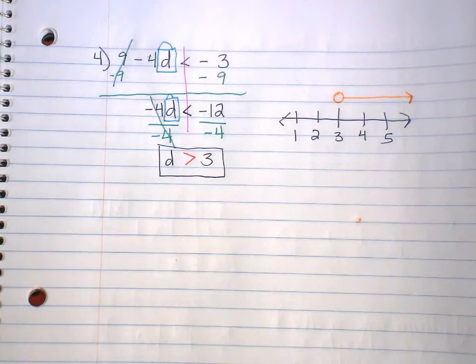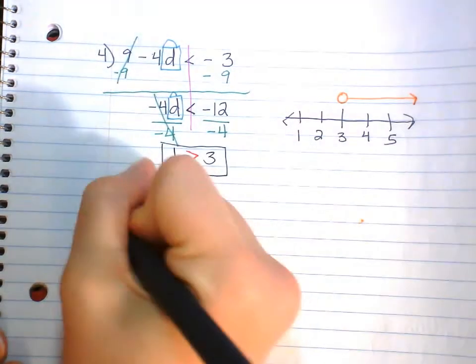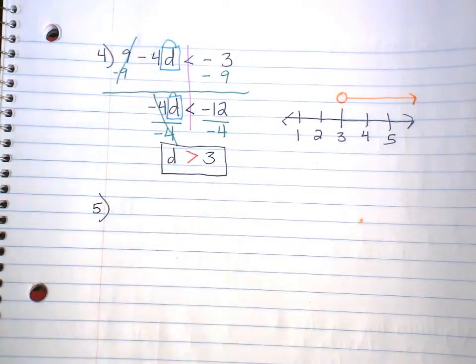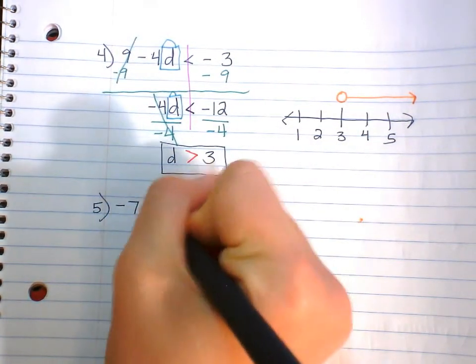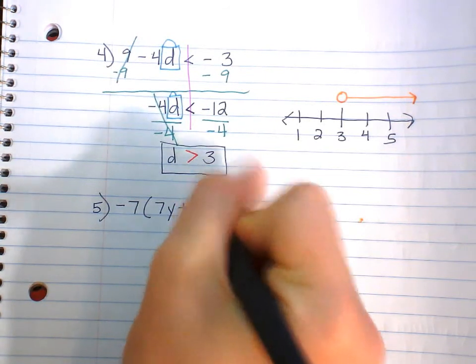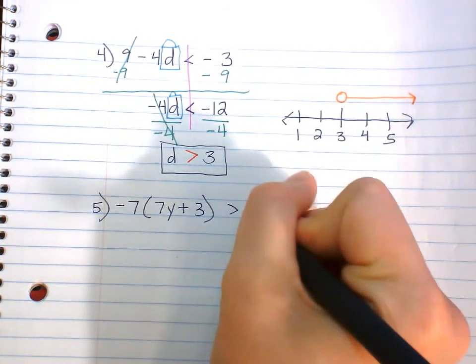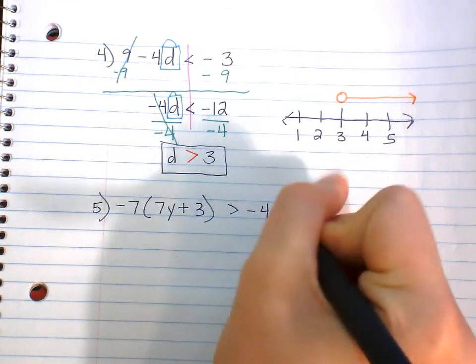Okay, we're going to do one more. This one is a bit challenging, but that's okay. Number 5. Actually, it's not that challenging. It really isn't. Negative 7 times 7y plus 3 is greater than negative 413.